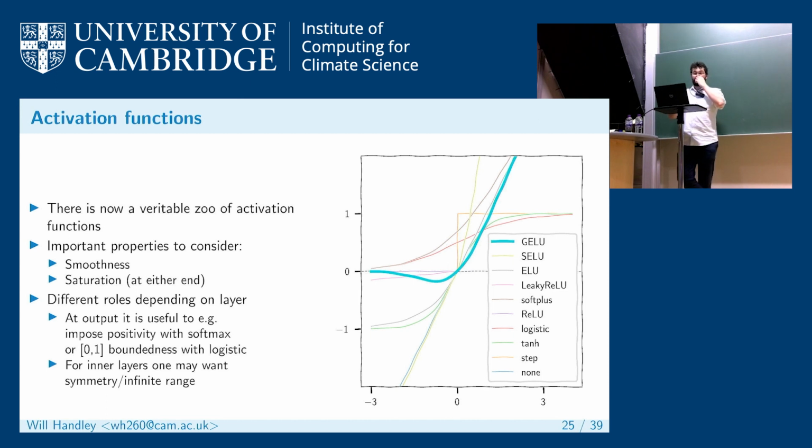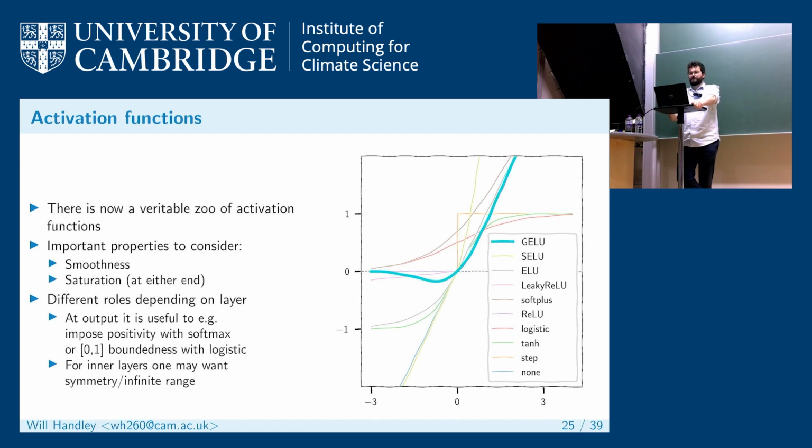And smoothness can be quite useful. And also, these take different roles depending on the layer. So in the middle of a network, these can basically change how you train things, and generally you would just use a leaky ReLU or some of the other defaults. But at the output layer, it can be useful to impose positivity with a softmax function or a ReLU or something like that. Okay.